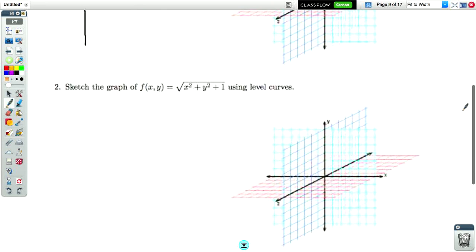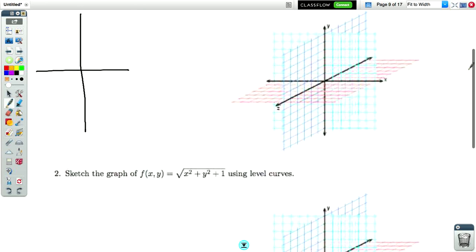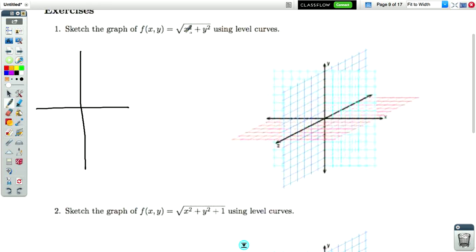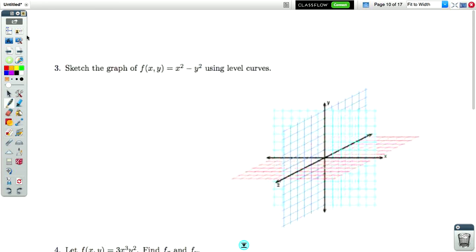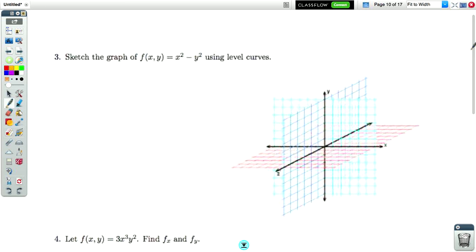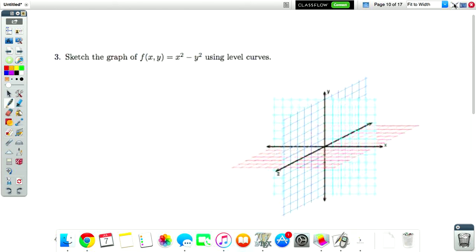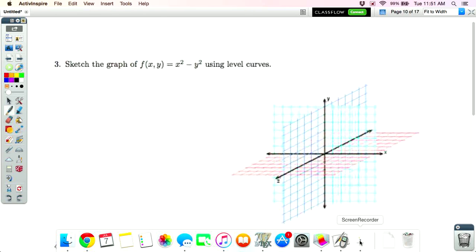So number 2 is also graphing using level curves. You'll notice that numbers 1 and 2, the actual function is very similar, so just think about what this plus 1 inside the square root would do. Number 3 is the same thing, so at this point you're ready to do problems 1, 2, and 3. You can do those now, or you can continue on with the video part 2 and then come back to all the exercises at the end.